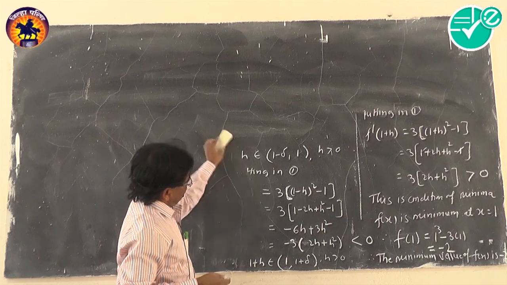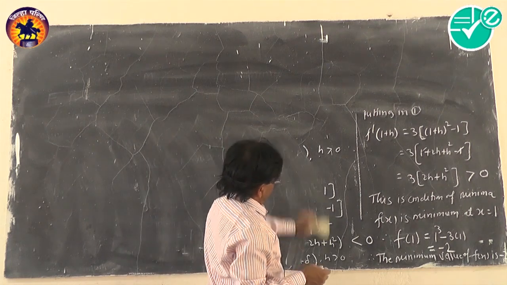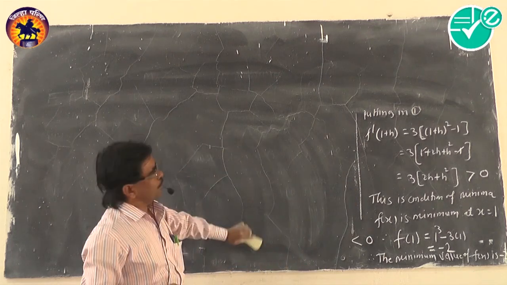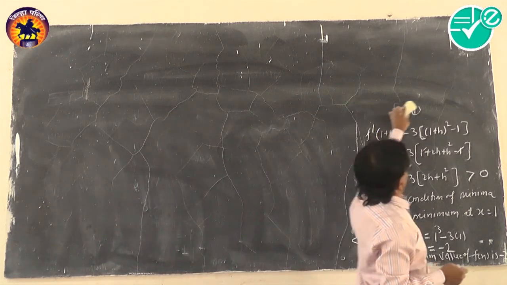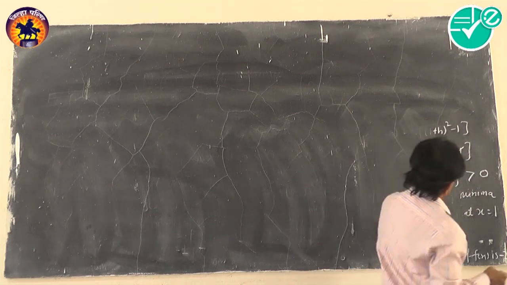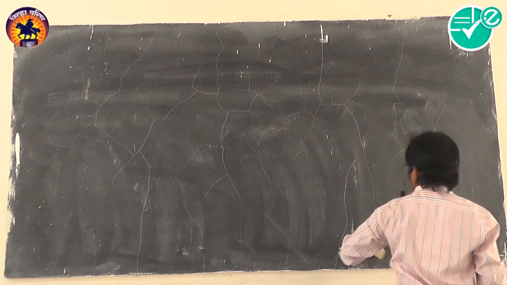Now we are studying how to find the local maxima and local minima by using the first derivative test, but we can use the second derivative test also. Now what is meant by the second derivative test for the maxima and minima?